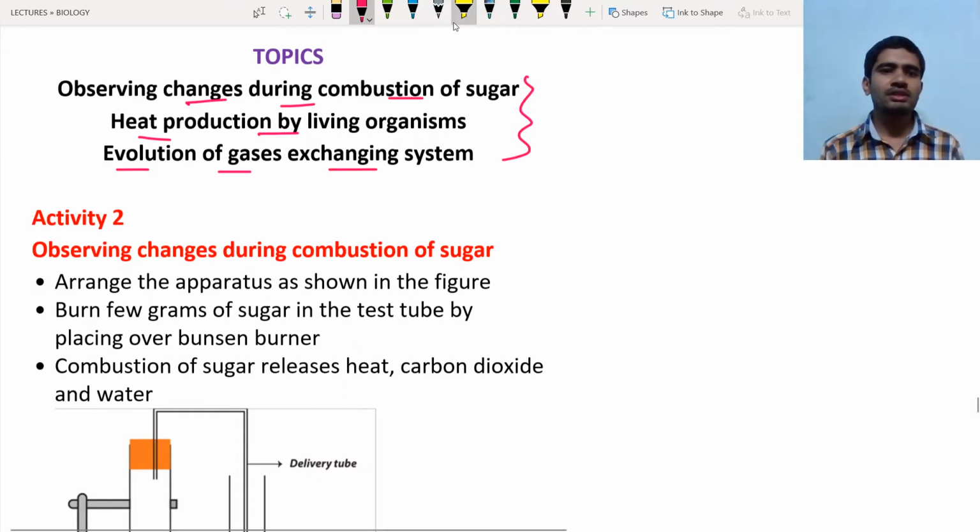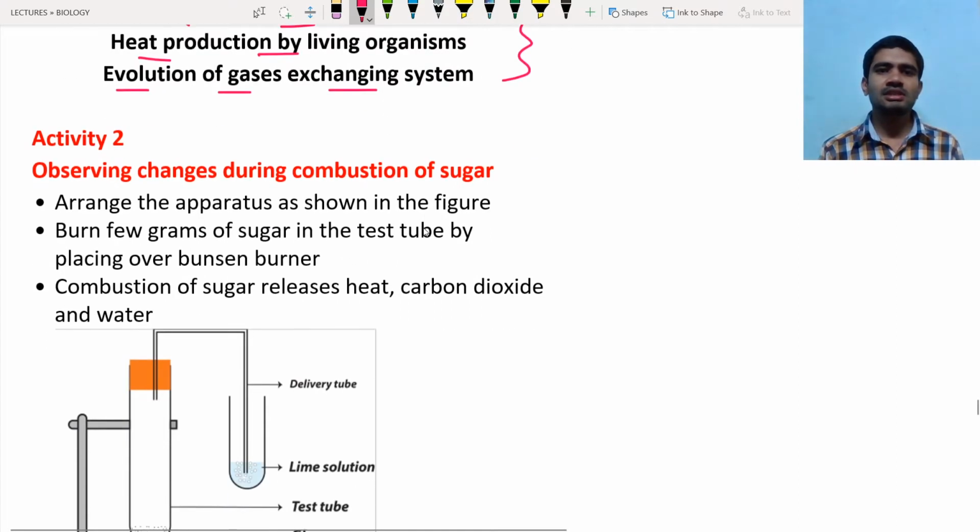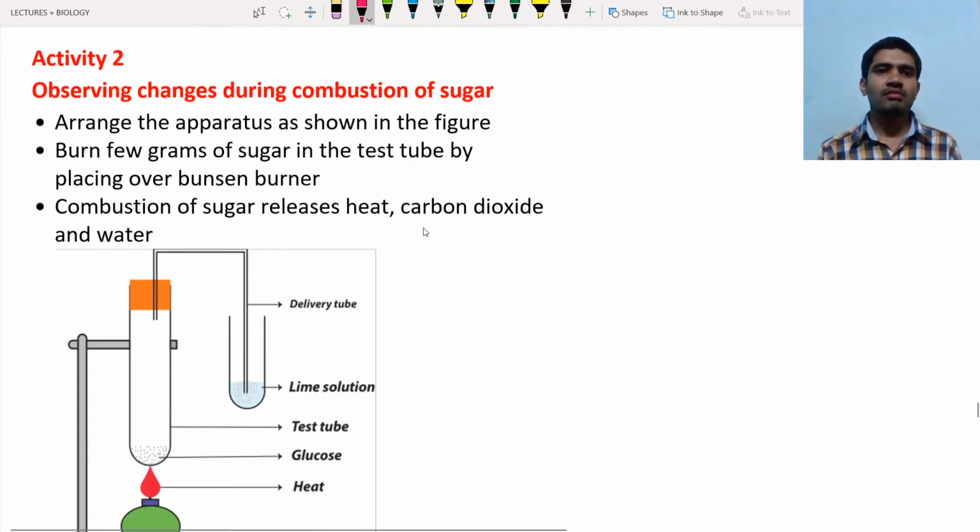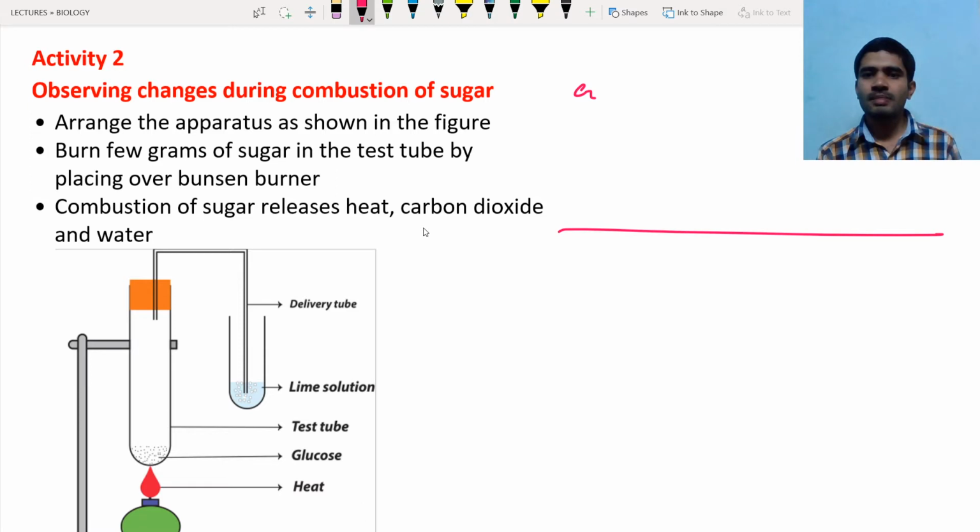We will start with Activity 2, in which we discuss the changes that can be seen during combustion. What changes do you see during combustion, and what is the relation between combustion and respiration? That we will see in this topic. First of all, what is meant by combustion? Combustion means burning. For example, take glucose plus oxygen, or glucose plus heat. It is going to burn and give rise to carbon dioxide plus water plus energy, and in this process the oxygen is also consumed. This is known as combustion.